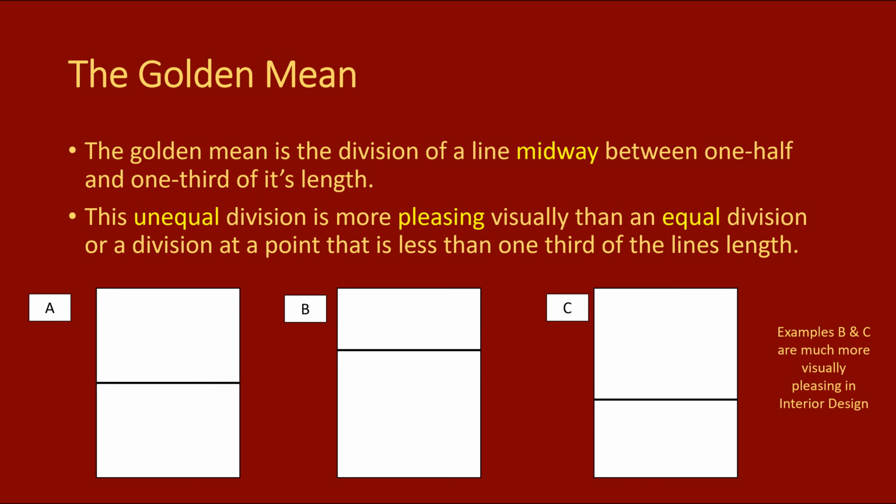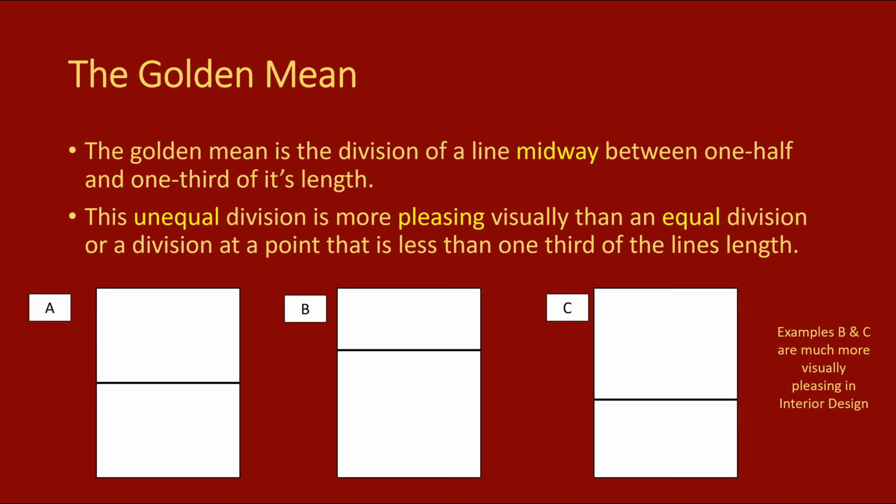The golden mean is a division of a line midway between 1/2 and 1/3 of its length. Basically, it's just saying that if you're going to cut a wall in half, don't do it in half. An unequal division is much more pleasing. Use 2/3 of the wall or 1/3 of the wall. For example, B and C are much more visually pleasing than A.